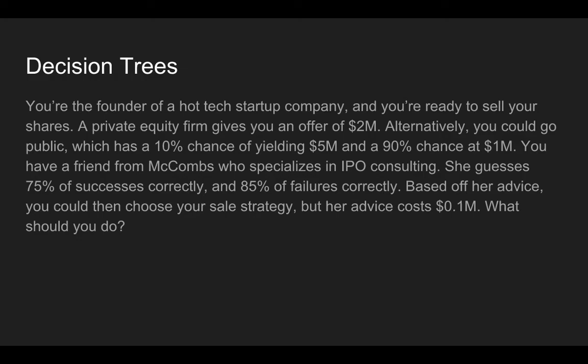However, you have a friend from McCombs who specializes as an IPO consultant. She guesses 75% of successes correctly and 85% of failures correctly. In this case, interpret a success as winning $5 million and a failure as yielding only $1 million.